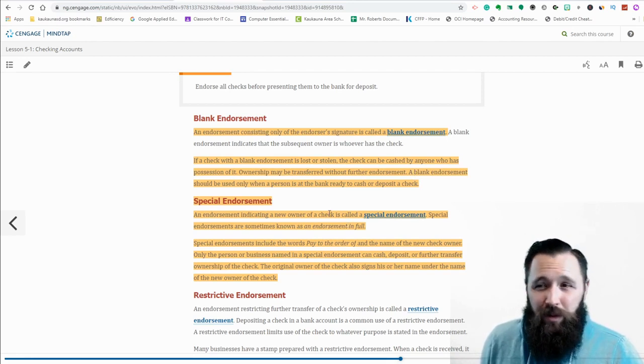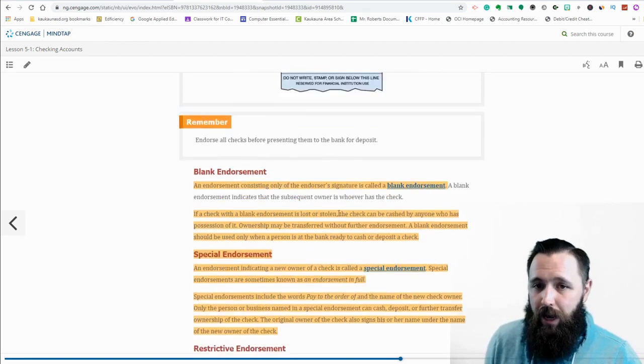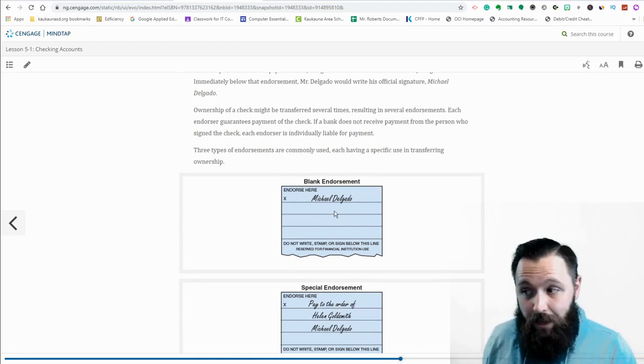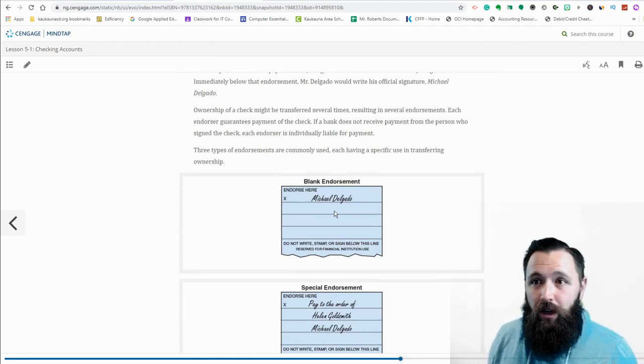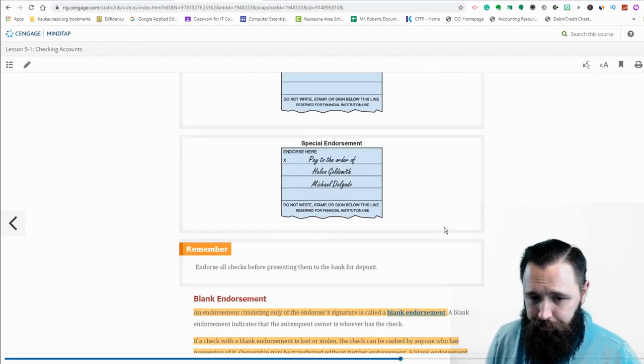So that's a blank endorsement. It's not actually blank. The person that owns the check is going to sign it, and then they can cash this. Okay, they could either cash it, take it out as cash, or they can deposit it in their account. They can pretty much do whatever they want with it.